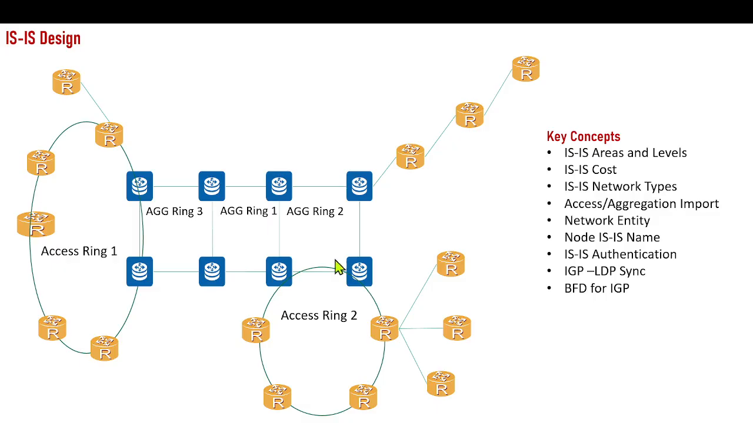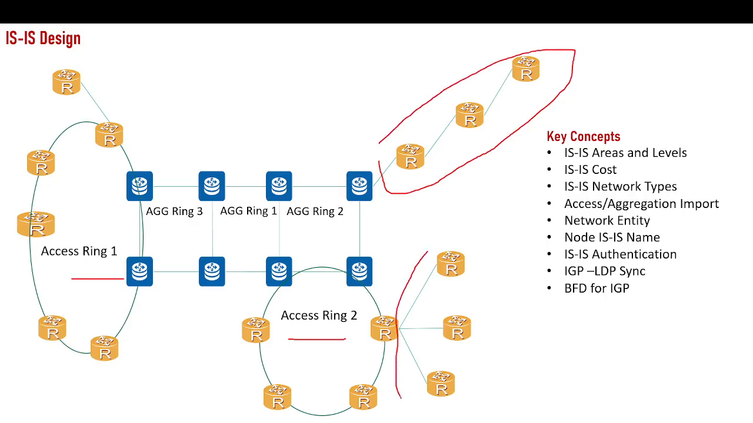You can see that in this setup we have different rings. We have access ring 1, we have access ring 2, we have chains, and we also have the star or the spur topology for these nodes. So when you are designing ISIS for your network, there are some key concepts that you need to have in mind. The first one is on the ISIS areas and levels.